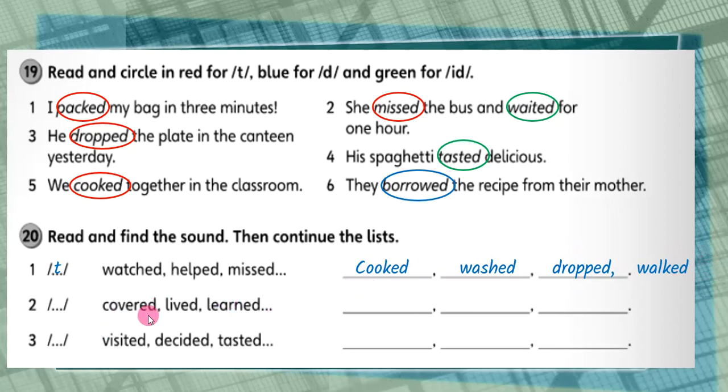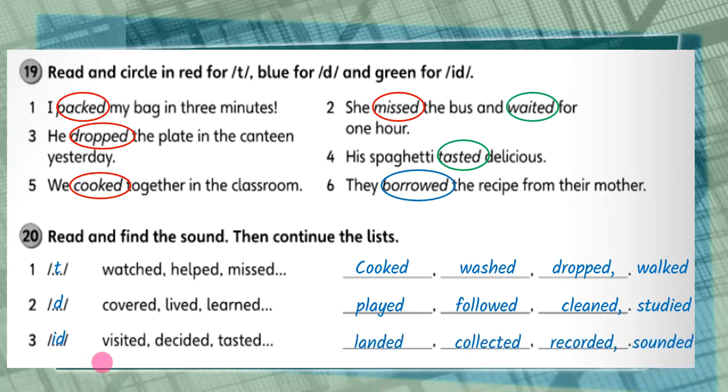Number 2: covered, lived, learned. What is the sound here? Yes, it's the d sound. And what verbs can you continue writing here? You have played, followed, cleaned, studied, and again you can write many other verbs that have the d sound. Finally, we have the id sound, which is visited, decided, and tasted. Examples are landed, collected, recorded, and sounded.